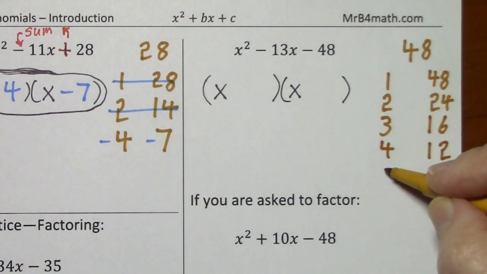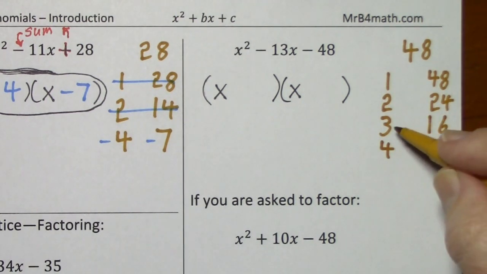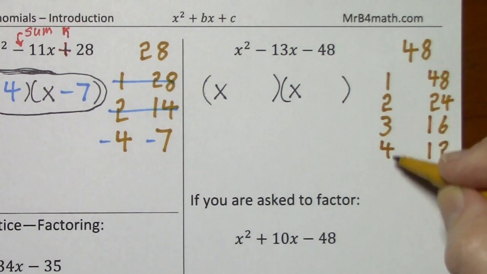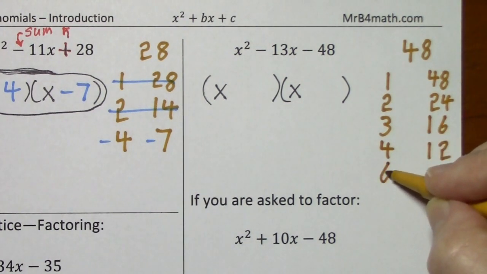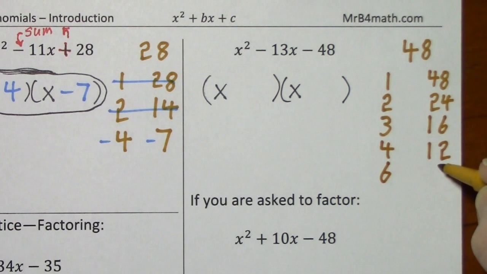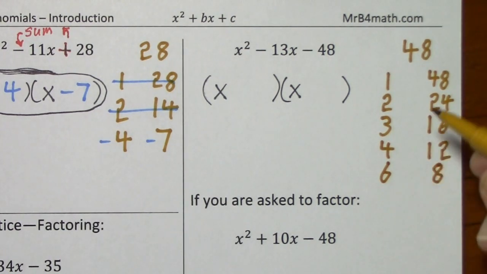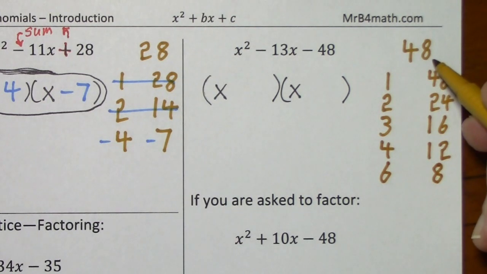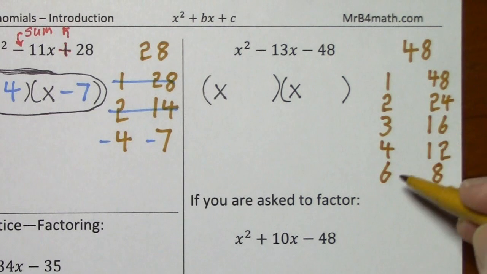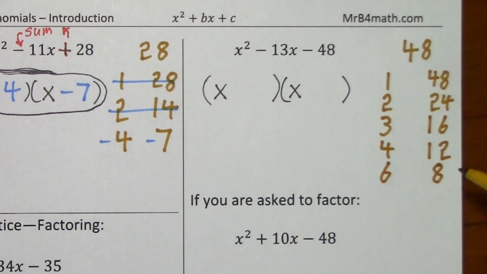5 won't work. 6 goes in because notice that's an even number. So double 3, you get 6. Cut that in half. You get 8. You try the next number, 7. 7 won't go into 48. By go into, I mean it goes in evenly with nothing left over. You try the next number, which is 8, and you already have it. So these are all the factor pairs, all the ways that you can multiply to get 48.